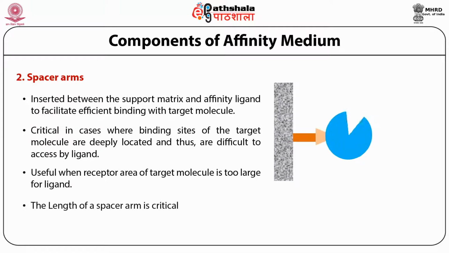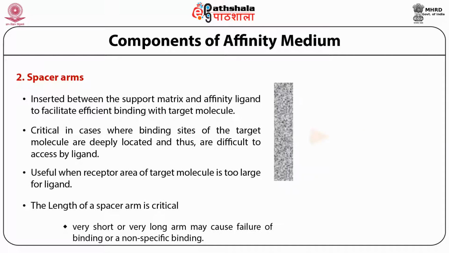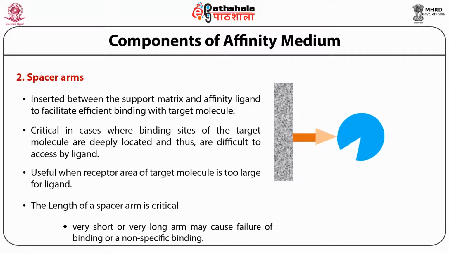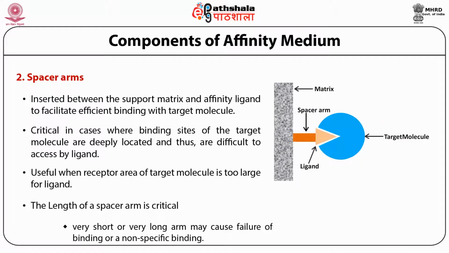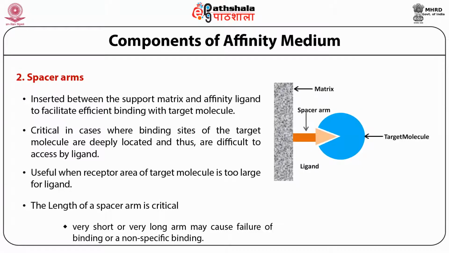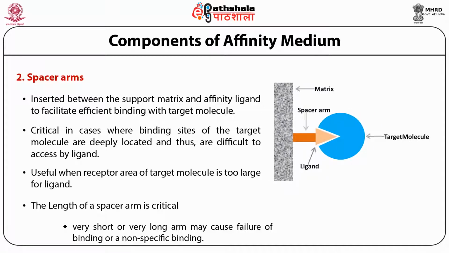The length of the spacer arm is critical, as improper size may cause binding failure or in some cases non-specific binding. The figure on your screen shows the schematic representation of how a spacer arm is attached to the matrix. You can see there is a matrix, and to the matrix an appropriate spacer arm is attached, and to the spacer arm a ligand is attached, and to that ligand the target molecule binds, so that there is enough space for the target molecule to bind. So the spacer arm is important because it is providing enough space for the target molecule to bind.